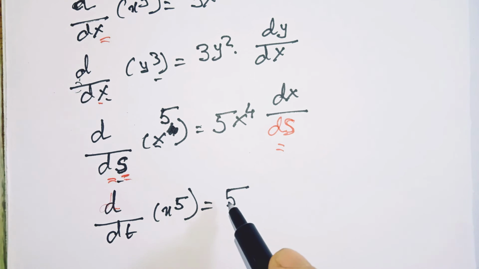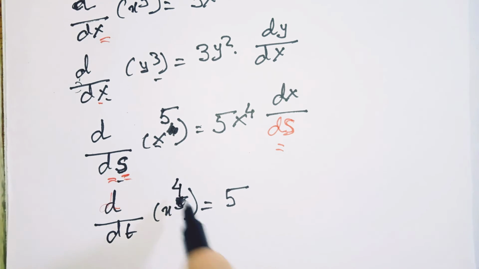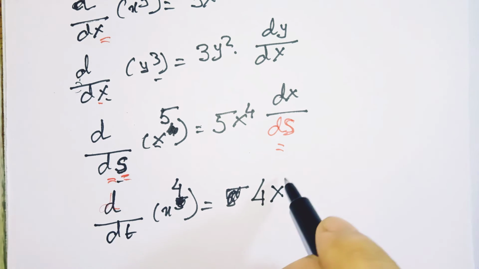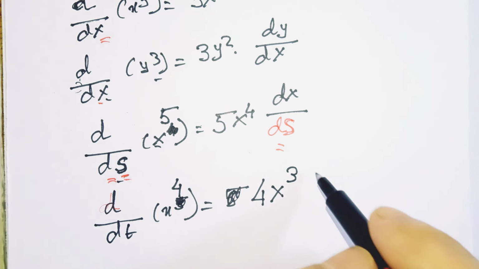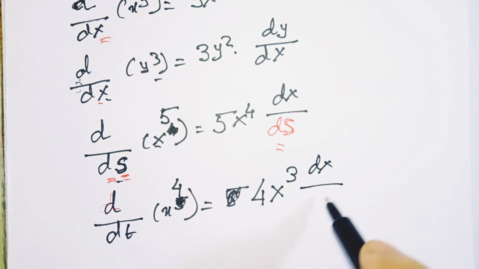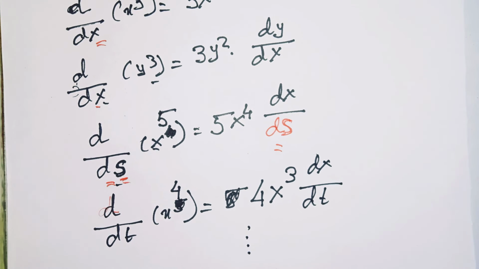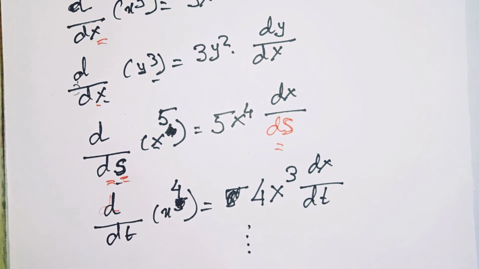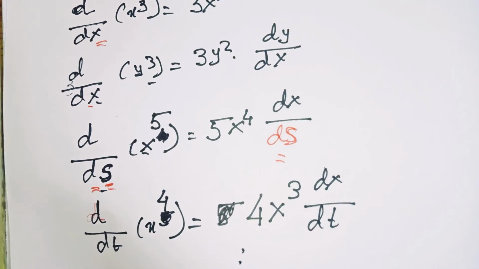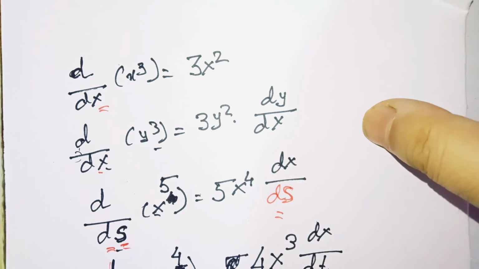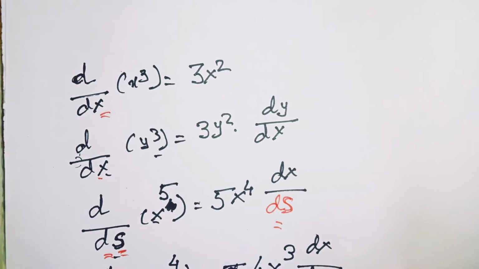So if I get, say for example, x raised to the power 4, we would get a differentiated value of 4x^(4 minus 1), 4x^3, and then we would put the term dx by dt and so on, right? So we can differentiate with respect to anything: x, s, t, whatever. But now that we have gone through all those examples, it becomes clearer why we are using d by dx. d by dx we are using in order to know that this is basically an operator.